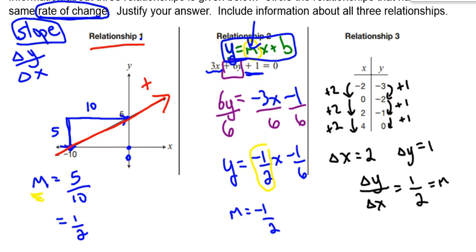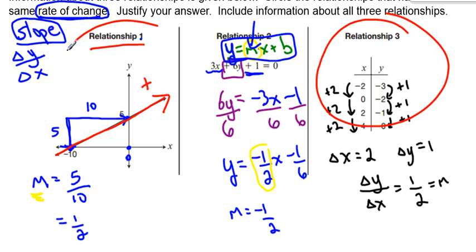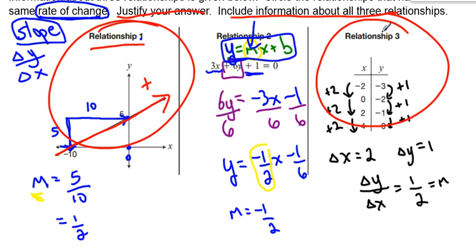So you can see that the first relationship has a slope of 1 over 2. The third relationship has a slope of 1 over 2. So my answer would be to circle relationship 1 and 3. Did I justify my answer? Yes, I showed a bunch of math that showed I understood slope, and then I calculated slope in each case. Did I include information about all three graphs? Yes, I did math on all three graphs. So that's a good answer.